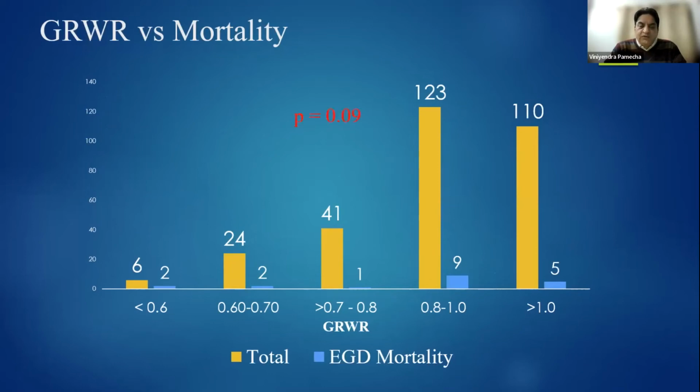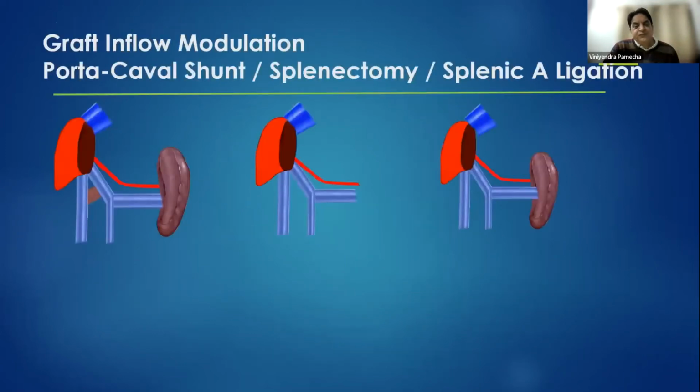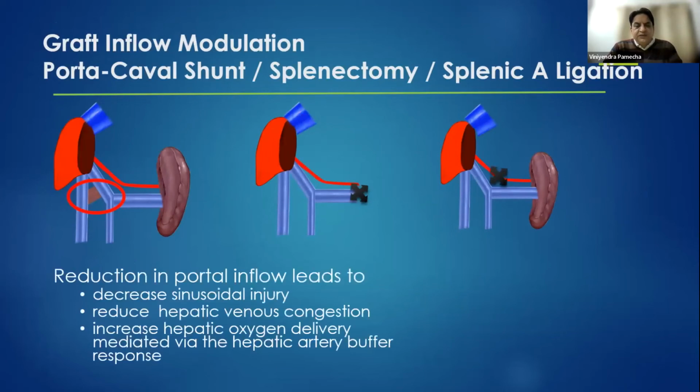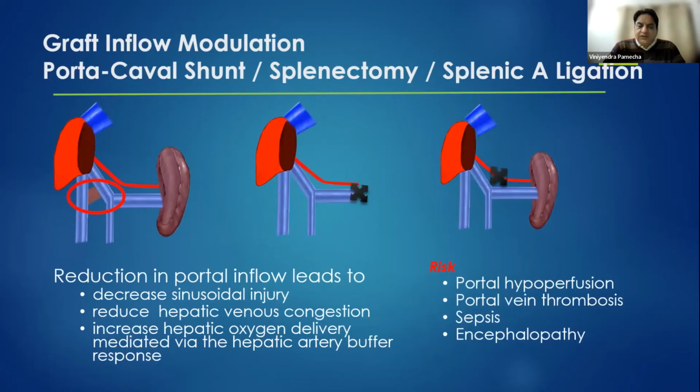If you have a good outflow, then it is unlikely that you will develop small for size syndrome until 0.6 or 0.65. If you go below that, then that's where it becomes a problem. And that's where you need to think about modulating portal flow, which can be done with a portocaval shunt, a splenectomy, or a splenic artery ligation, which will decrease the portal flow and improve liver regeneration. There are risks associated with this, which are portal hypoperfusion, portal vein thrombosis, sepsis, and encephalopathy.